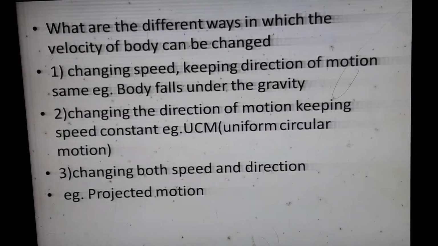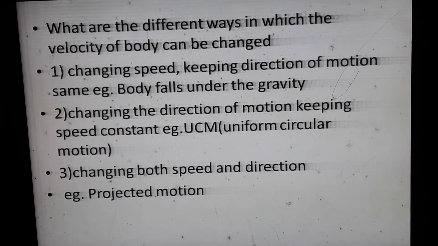Okay, now when is velocity going to change? My point is, what are the different ways in which the velocity of a body can be changed? The answer is that in 3 different ways we can change the velocity of a body. First thing is changing its speed, keeping the direction of motion the same. See, the first case, when the velocity is going to change: changing the speed, keeping the direction of motion the same.